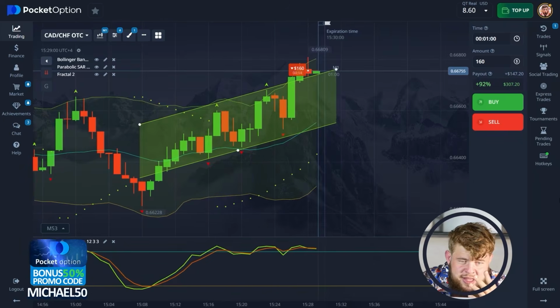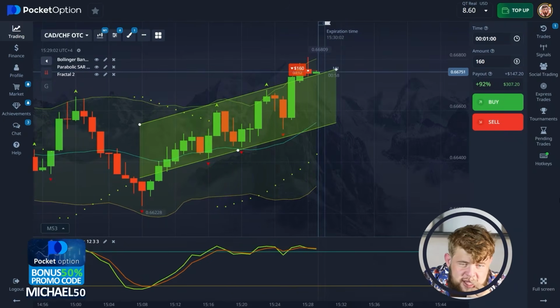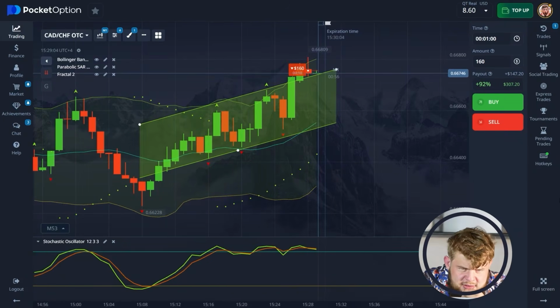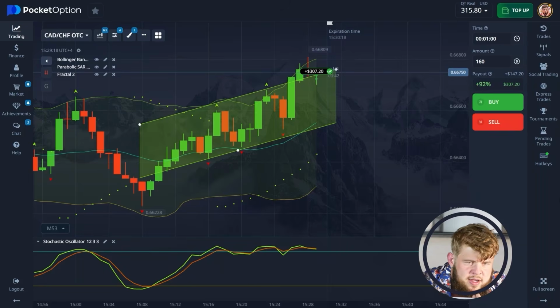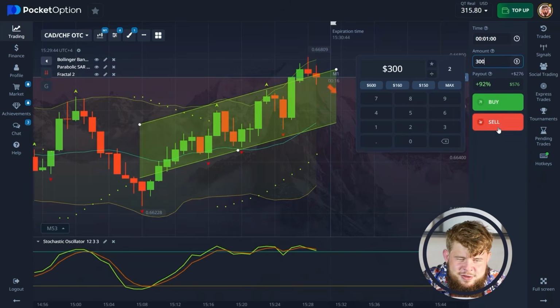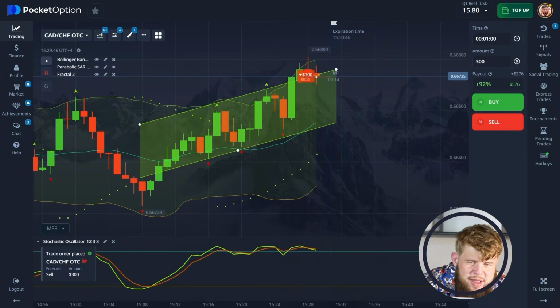At least we need to wait like 20 seconds, and we will see the result of this trade. We will see the results of it. Yep, so it's done. That's perfect. That's more than perfect. Our balance right now is $315. It will be the third trade here. Let's open one more sell position.